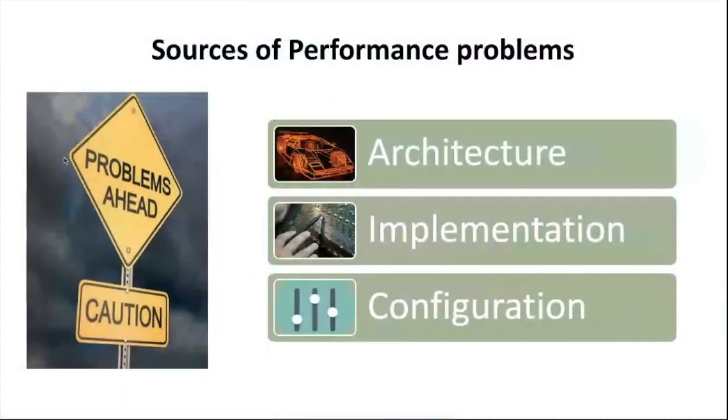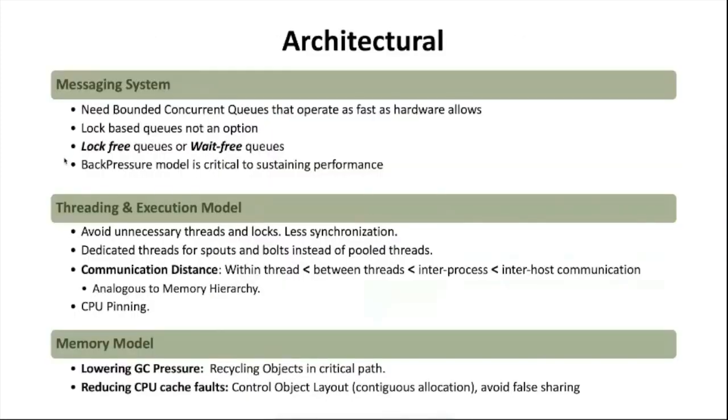All right, so what were the principles for the Storm 2 design? Most problems are bucketed into architectural issues, implementation issues, or configuration issues. Particularly for streaming systems, these are the major architectural issues to get right for good performance. You need a very solid messaging subsystem. In my view, bounded queues are better than unbounded ones because they don't need to grow, resize, or allocate on every insert. These allow you to go as fast as the hardware allows. Lock-based queues, don't bother. Look for lock-free or wait-free queues. And a back pressure model is very critical to sustaining good performance when the system is under stress.